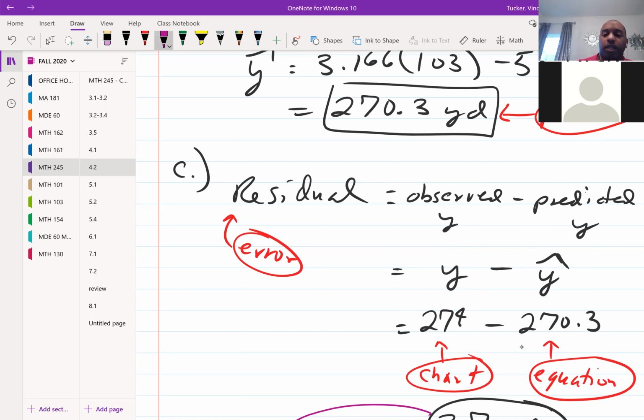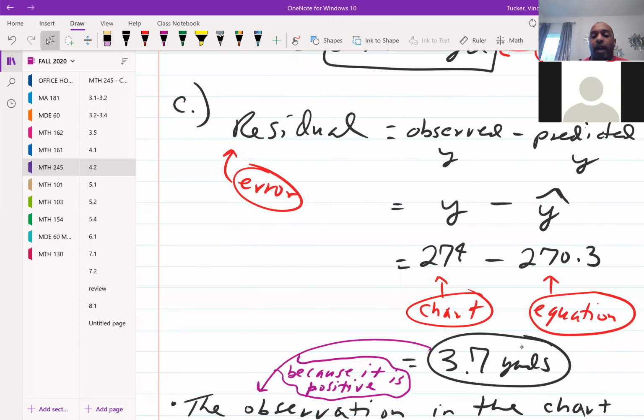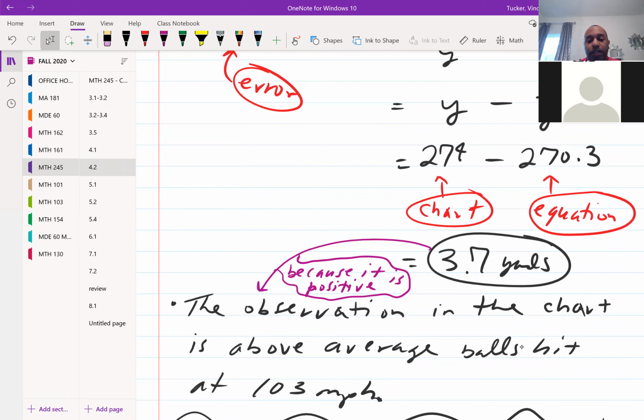And down here, all I was saying is I got this one from the chart and got this one from the equation, so that you can distinguish between the two. And I got 3.7 yards. The conclusion is the observation in the chart is above average for balls hit at 103 miles per hour, and it's considered above average because it is positive. If it was negative, then you would say it was below average for balls hit at 103 miles per hour.